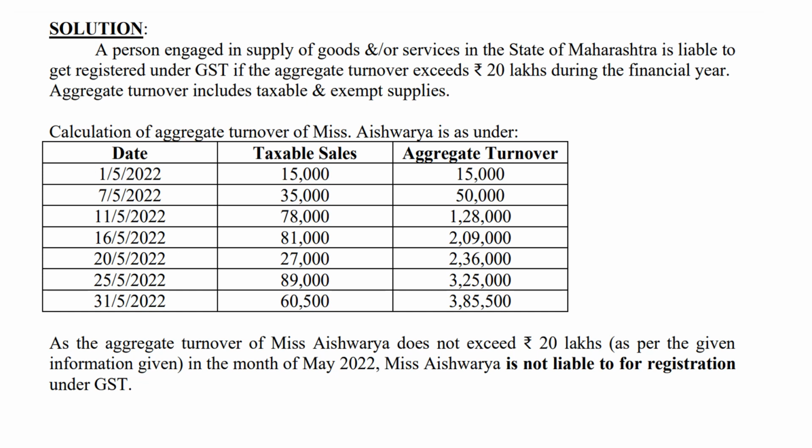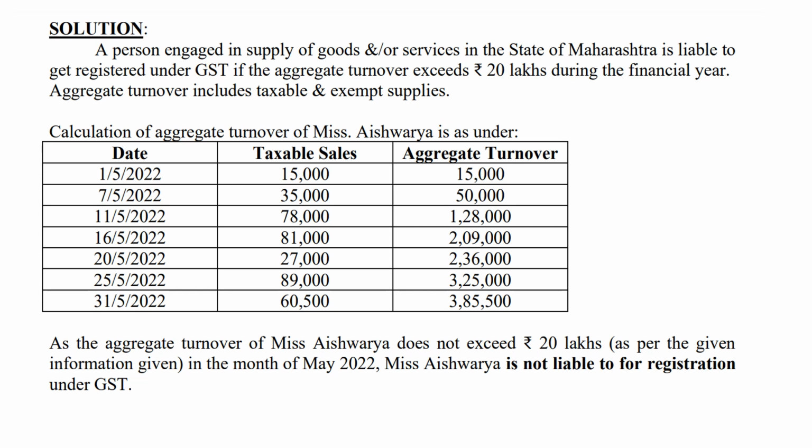So calculation of aggregate turnover of Miss Ashwaria is as under. So dates you have to write, and the taxable sales which are given in your problem sum, as it is you have to copy. Then you will make one more column for your aggregate turnover. So aggregate turnover for the first of May is 15,000, so you will write 15,000.